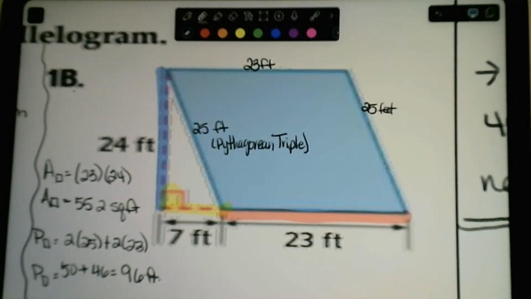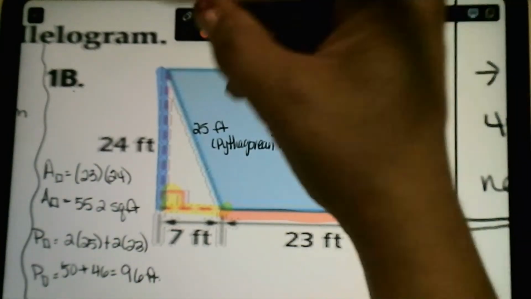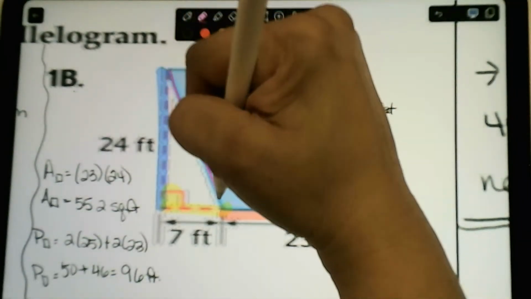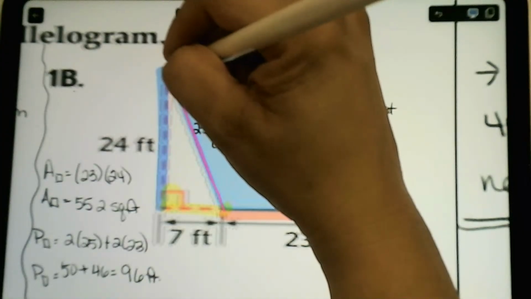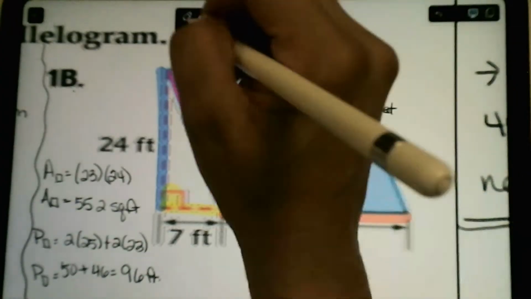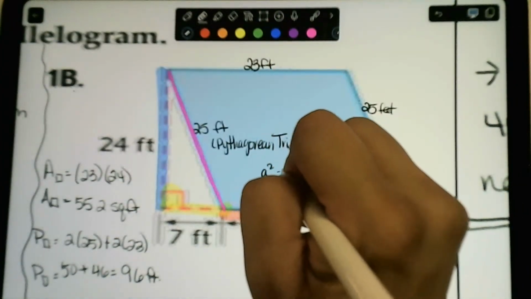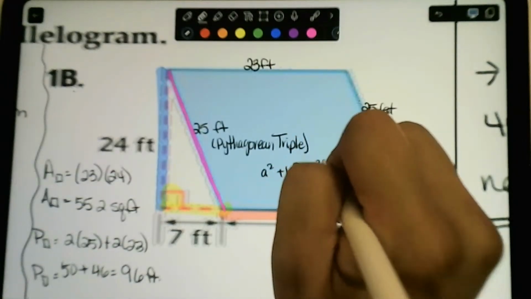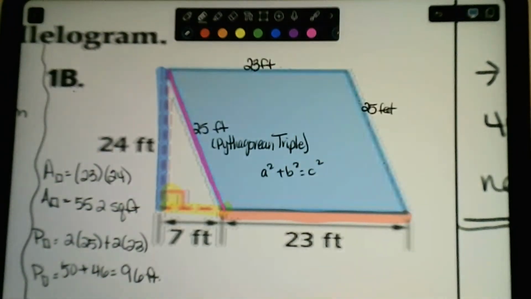I put Pythagorean triple because that's my rationale as to why I said that this particular side length right here, that is 25 feet, I'm saying that I got it as 25 feet using the Pythagorean triple. Pythagorean triple is any set of 3 whole numbers that satisfy the Pythagorean theorem, that a squared plus b squared equals c squared equation.